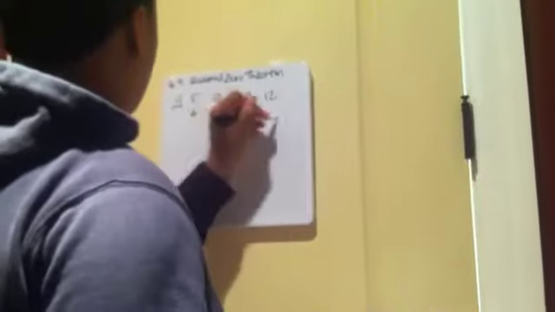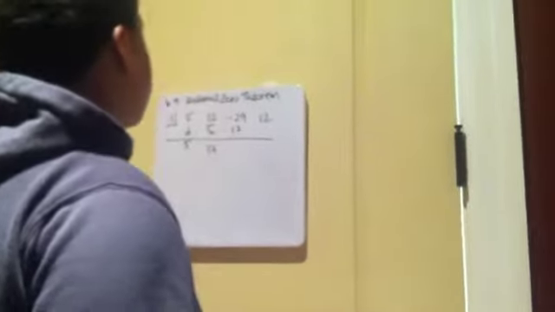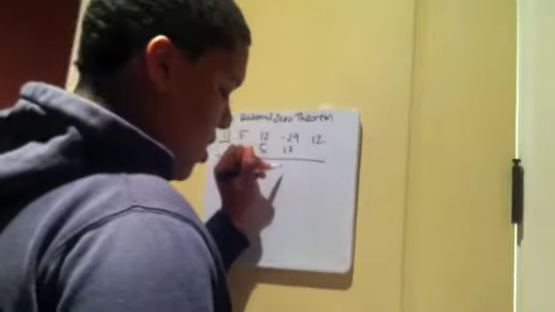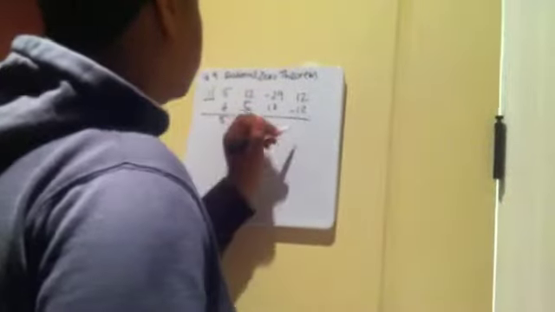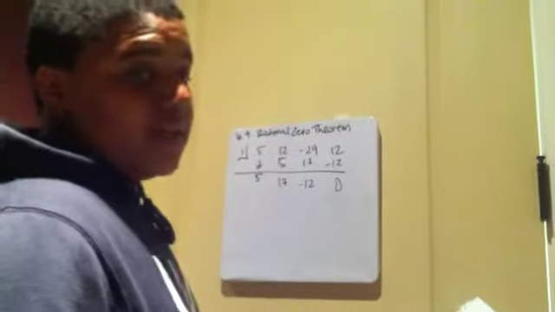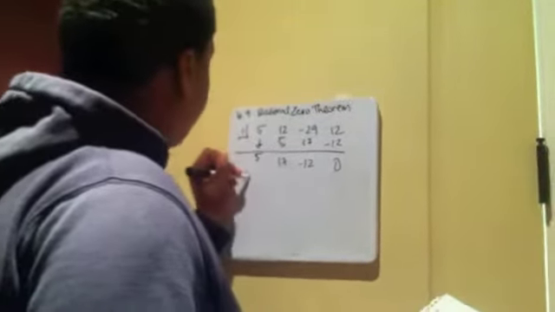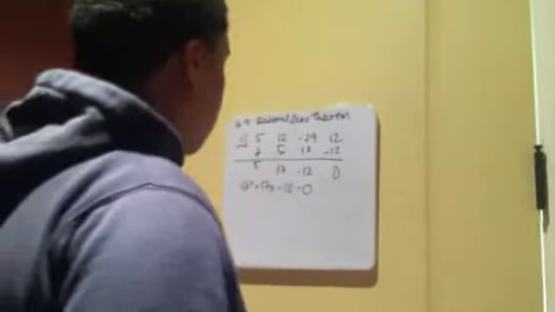Bring down 5. 5 times 1 is 5. 12 plus 5 is 17. 17 times 1 is 17. Negative 29 plus 17, that is negative 12. And 12 minus 12 is 0. From the original function, it was 5x to the third. We subtract an exponent, so it'll be 5x squared plus 17x minus 12 equals 0.